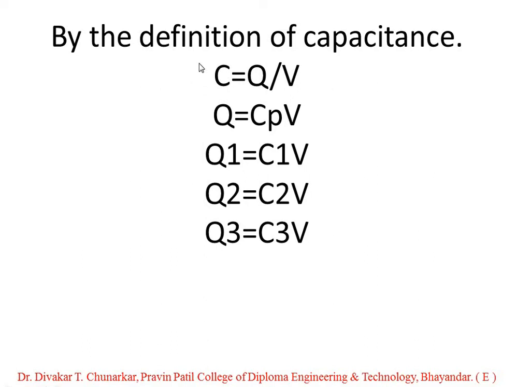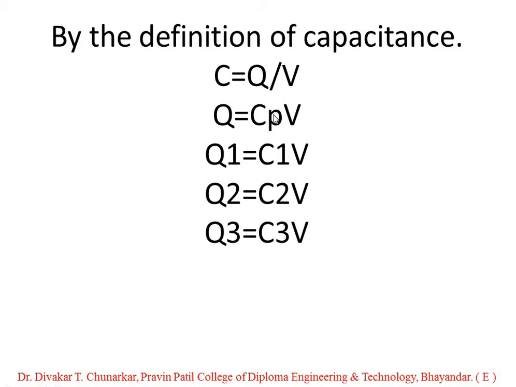So C equal to Q upon V. This is the definition of capacitance, and we have to use this definition in parallel capacitors. C equal to Q upon V is the mathematical equation of capacitance, where C is the capacitance, Q is the electric charge, and V is the applied potential difference. So Q equal to Cp V. Since C equal to Q upon V, Q equal to C into V.